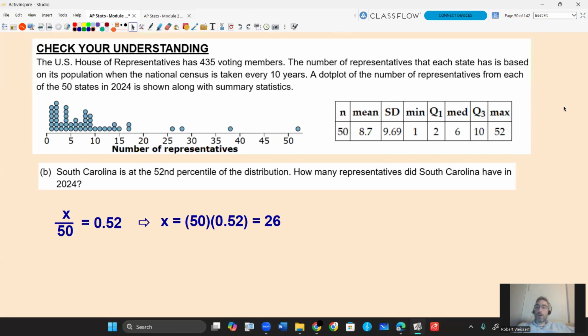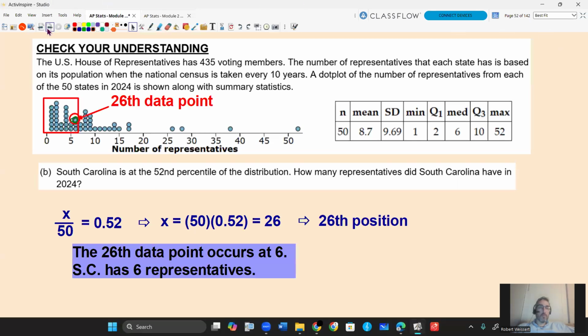So I would count from one end. So let's see, this is going to be 1, 2, 3, 4, 5, 6, 7. So 13, 14, 15, 16, 17, 18, 19, 20, 21, 22, 23, 24, 25. So it should be this number right there. Let's see how close I am. Yes. So the 26th position is going to occur at 6 on the graph. So the number of representatives South Carolina has is 6.